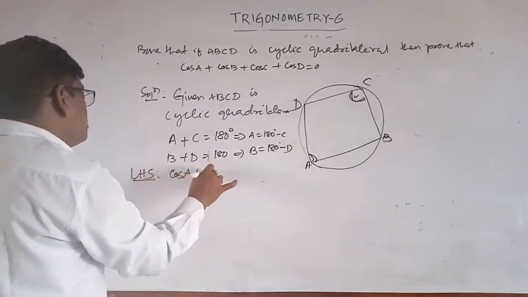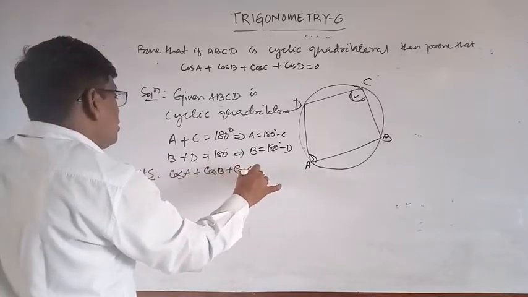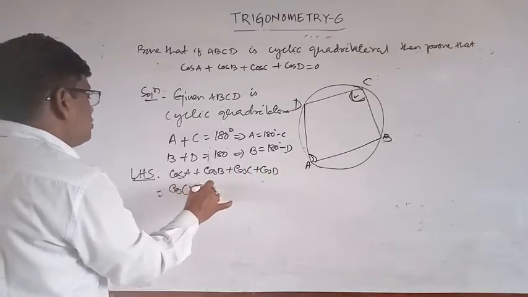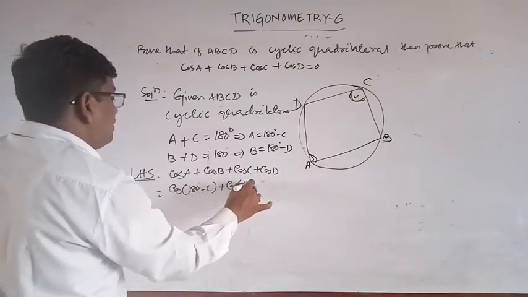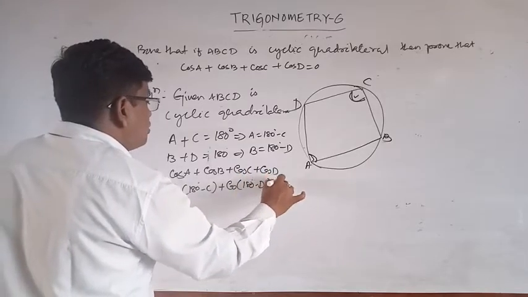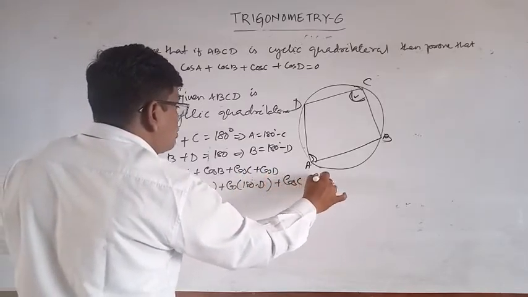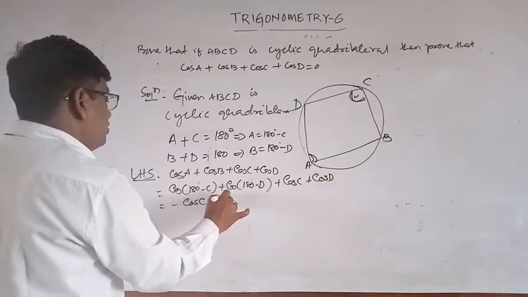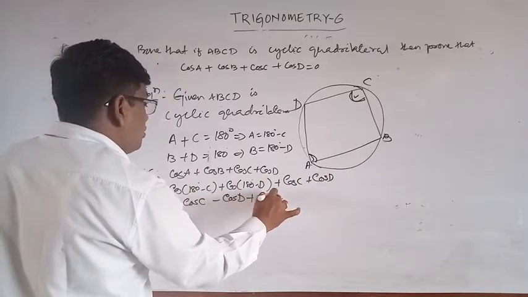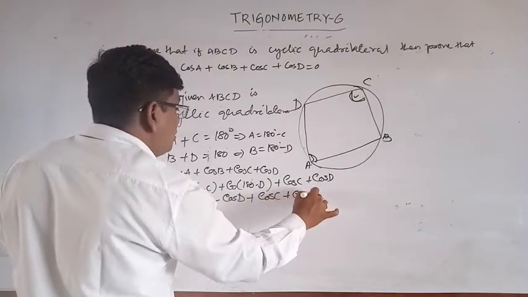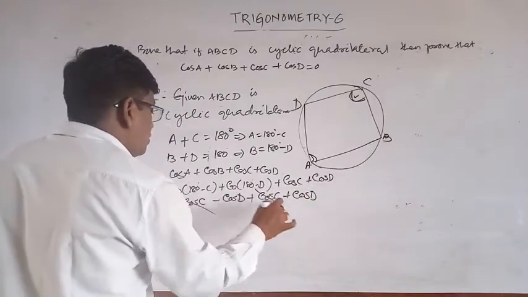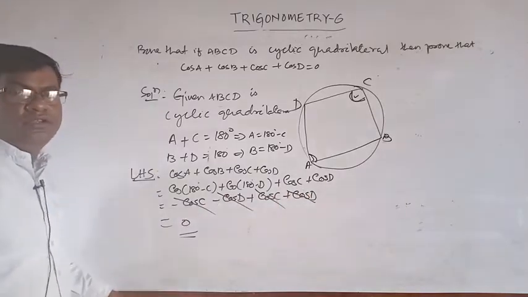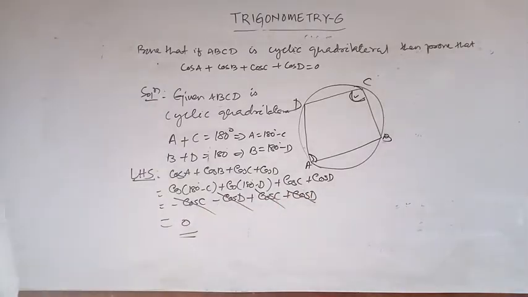Now left hand side: cos A plus cos B plus cos C plus cos D, that is equal to cos (180 degree minus C) plus cos (180 degree minus D), and this is cos C plus cos D. So cos (180 minus C) is minus cos C and minus cos D plus cos C plus cos D. So minus cos C plus cos C cancels, this cancels, this is equal to 0. Hence proved. Okay, so right hand side. Now one more another question.